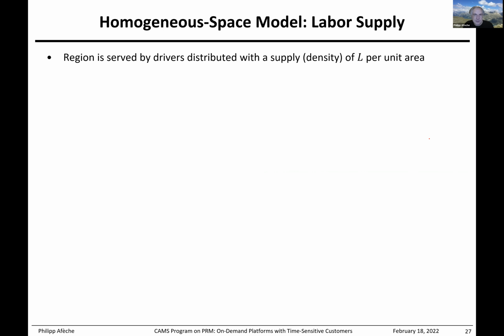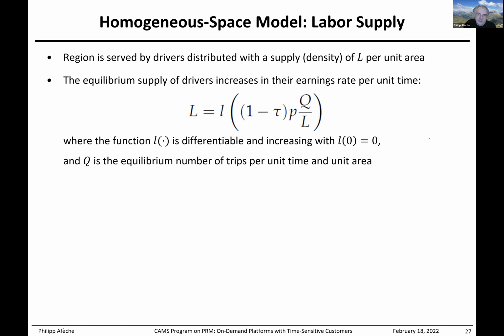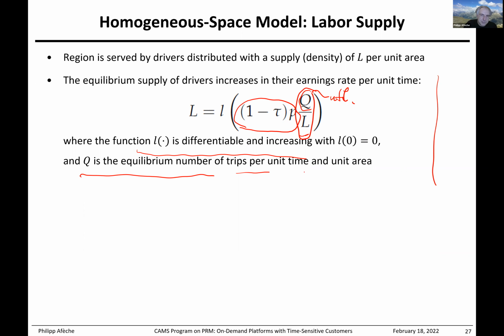The labor supply. So here is where things get maybe more interesting. The region is served by drivers that are distributed with some supply density of L per unit area. This here is a fairly intuitive equilibrium supply requirement, which is very similar to what we saw earlier. It's just that this paper uses different notation. This is the utilization, where you have the number of trips, and this is the number of drivers. And this is the net wage or payment per trip. L is simply some differentiable increasing function, and Q is the equilibrium number of trips per unit time and unit area.